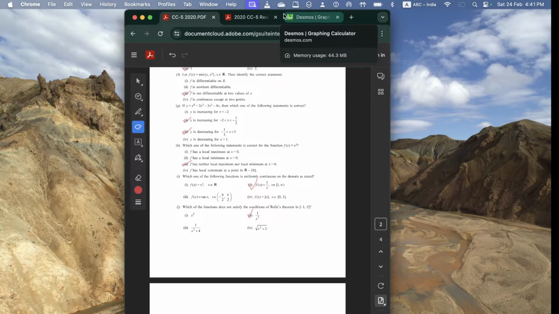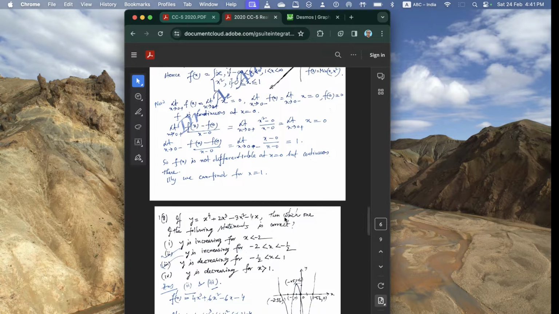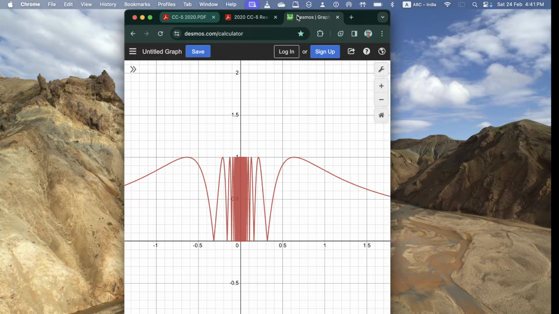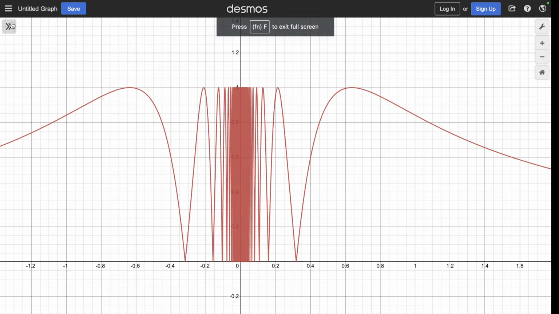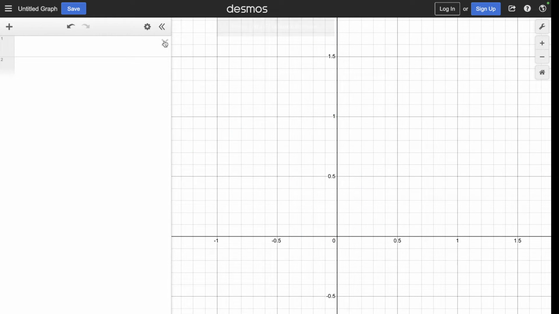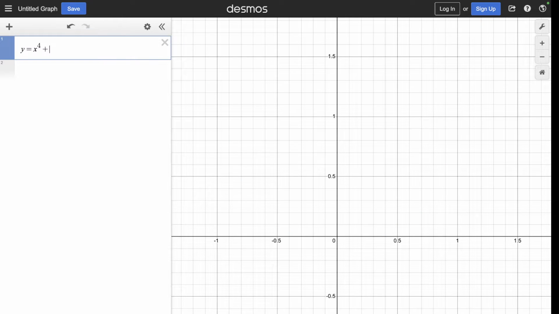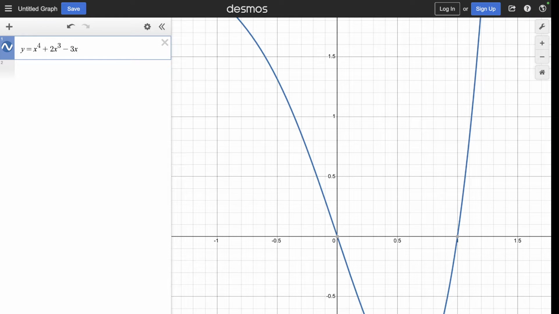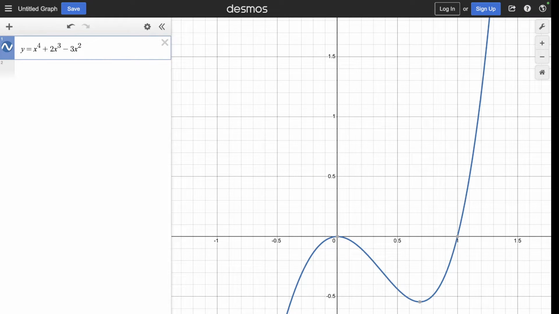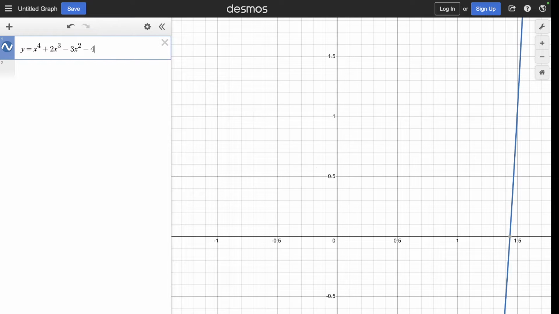First we see this x to the power 4, question number G. First we draw the graph. y equal to x to the power 4 plus 2x to the power 3 minus 3x to the power 2 minus 4x.